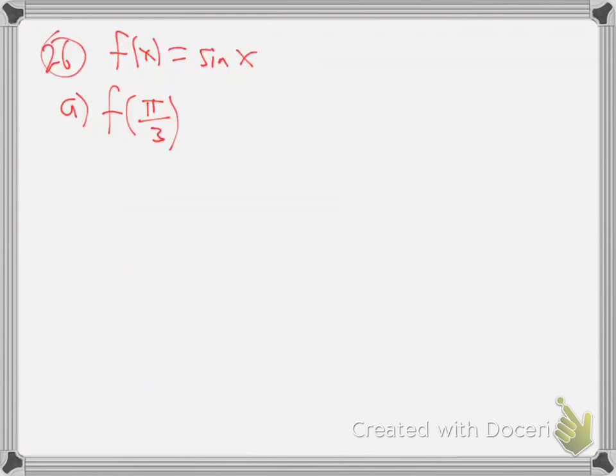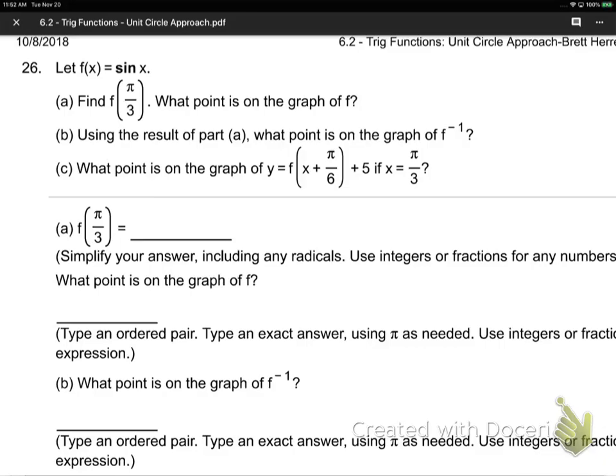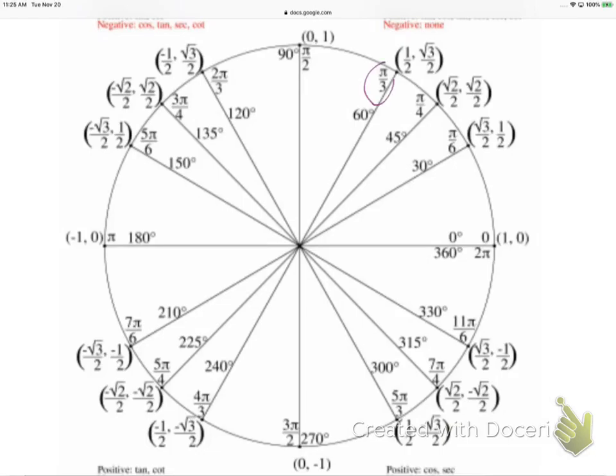So they want f of pi over 3. They're just simply calling sine of x by the name f of x. And they want me to plug in pi over 3. So they want the sine of pi over 3, don't they? f of x is just the sine. So sine of pi over 3, go to the unit circle. So pi over 3, cosine sine. Sine is root 3 over 2.